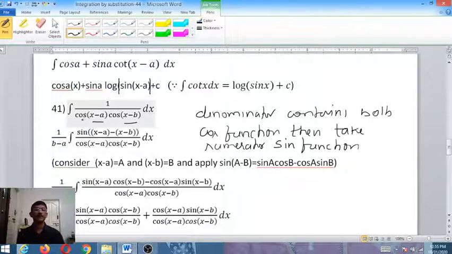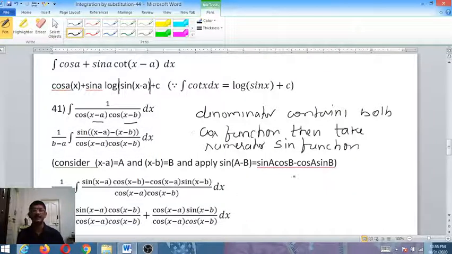Okay? When both are cos, here you should take sin. When both are sin, also you should take sin. When it is sin and cos, you should take cos. Remember it. Here both are cos, you take sine of x minus a minus of x minus b.